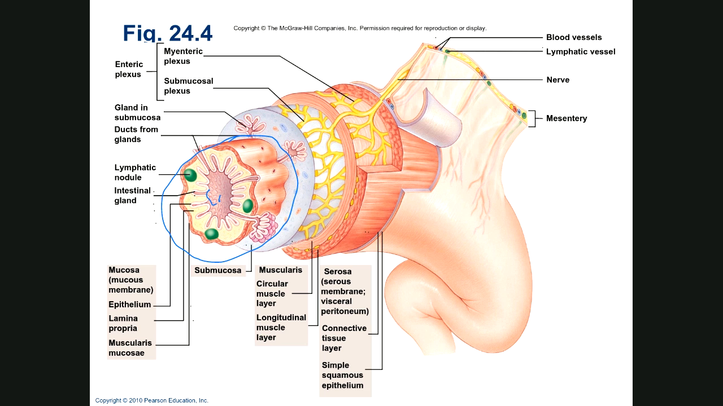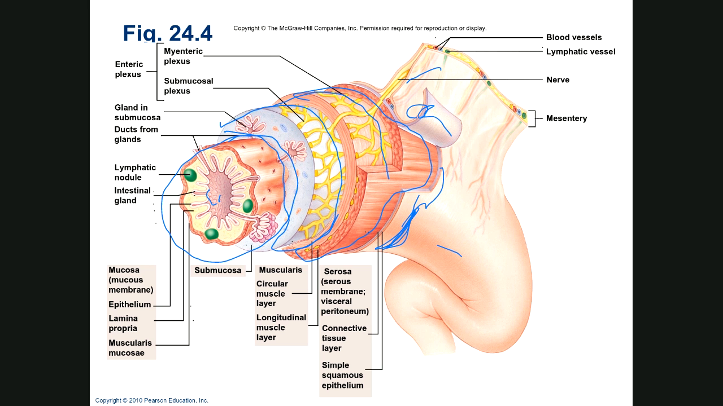Below the mucosa is the submucosa, which is this gray area right there. Below that is the muscularis externa, which is this thick layer of smooth muscle right there. And then the serosa or adventitia, this thin layer down out here.